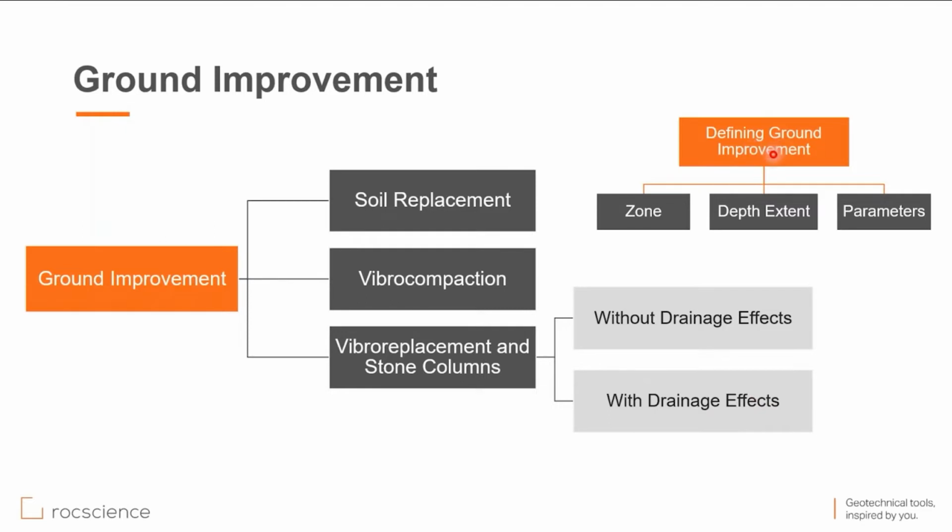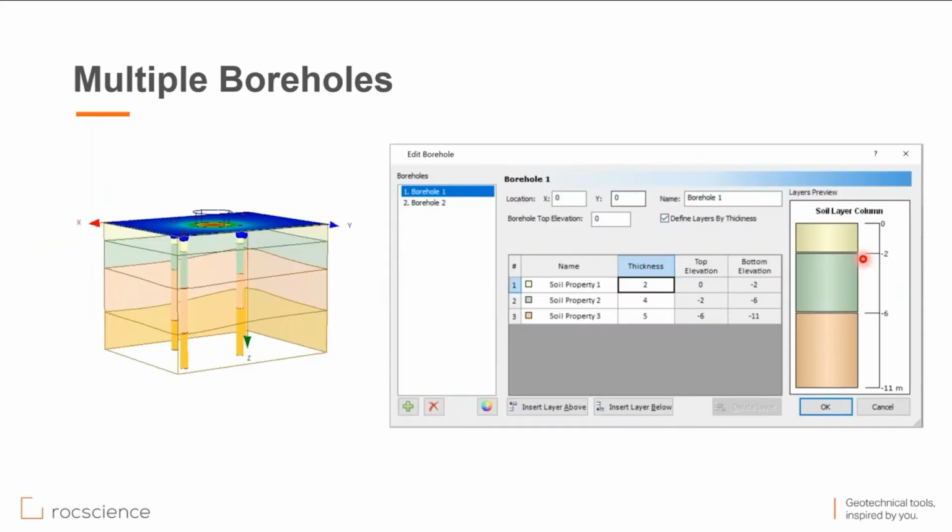When defining the ground improvement, you need to define the zone. So you will choose the area that will be improved, the depth extent of that improvement, and the parameters for the improved soil. You can define the soils with multiple boreholes. You can use one borehole with horizontal layers, and you can use multiple boreholes with non-horizontal ground layers.